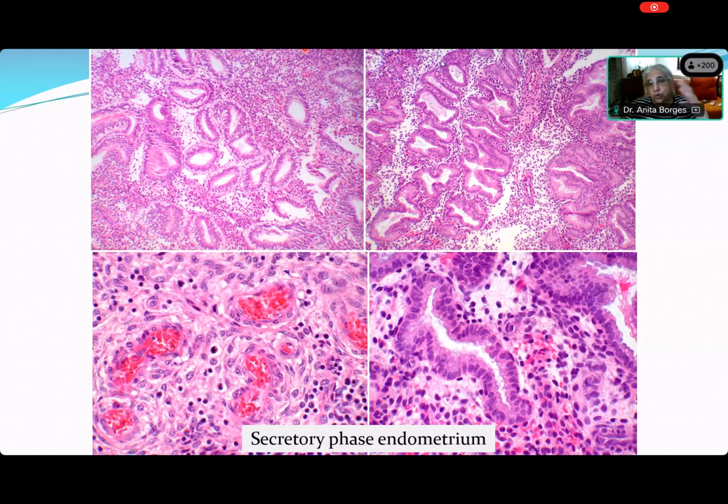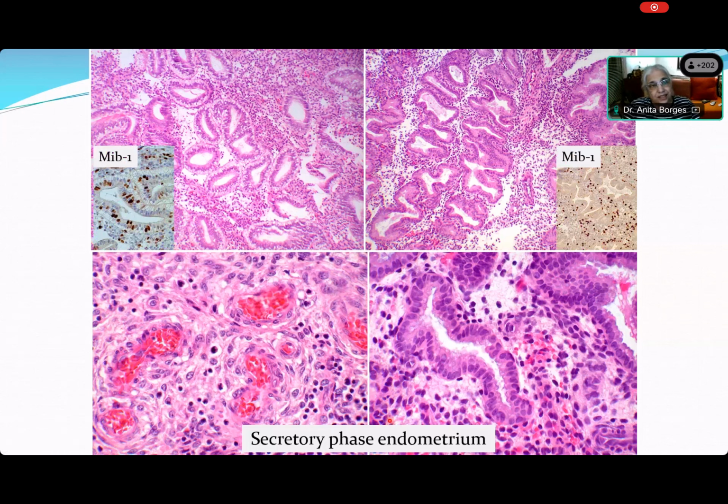A lot of people look at the stroma. Oh, the stroma is very loose. Yeah, anything or everything can happen. But what you should really look for is the absence of mitosis and this very characteristic spiral arteriole. And just to show you what the Ki67 or the proliferation index is, you can see it is spotty in the stroma. It is not as active as you saw in the estrogen or the proliferative phase.